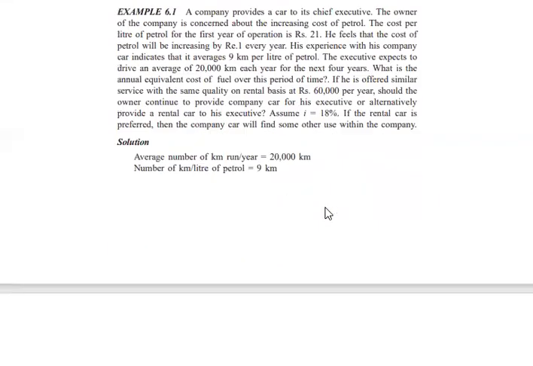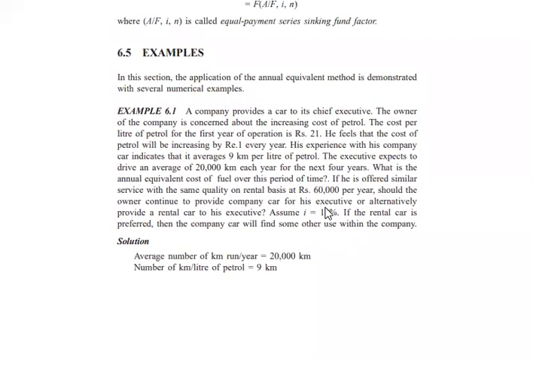Okay. So moving to a problem. A company provides a car to its chief executive. The owner of the company is concerned about the increase in the cost of petrol. The cost per liter of petrol for the first year of operation is rupees 21. He feels that the cost of petrol will be increasing by rupees 1 every year.